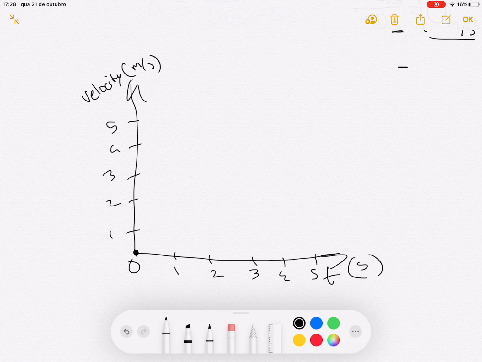Now, we can look, for example, at 1 second. What do we want the velocity to be then? Let's imagine it's 1 meter per second. And then at 2 seconds, imagine the velocity is 3 meters per second. And then at 3 seconds, the velocity is 5 meters per second.